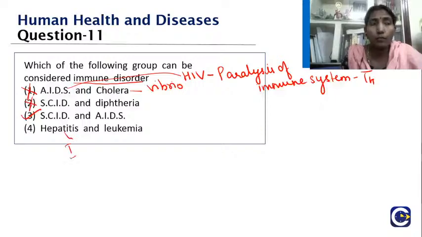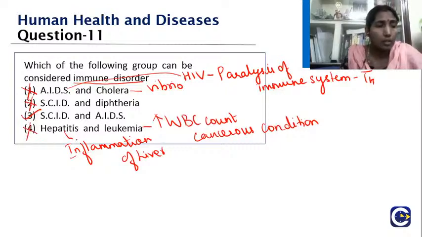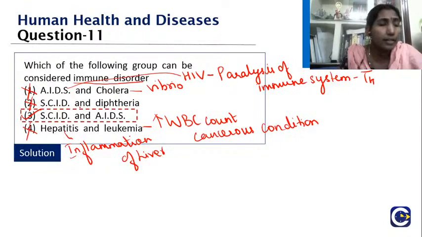Hepatitis is inflammation of the liver. What about leukemia? Leukemia is an increase in the WBC count, which is a cancerous condition, which we call blood cancer. So this cannot be the option. So what should be your answer? Yes, SID and AIDS. Excellent, children. Anandita, Sirisha, Vasant Kumar, Shreya, Akshaya, Jeevita, everybody good. Today you people are involving very nicely.